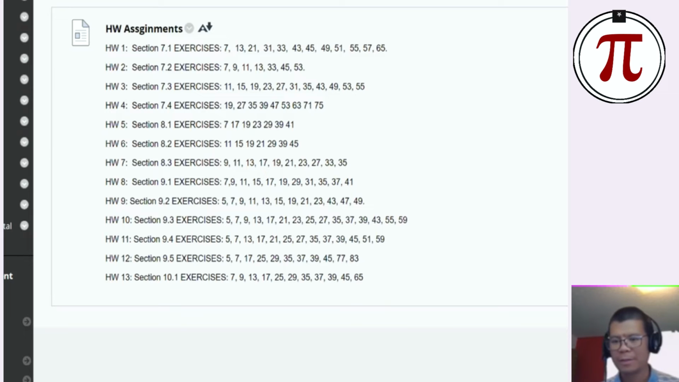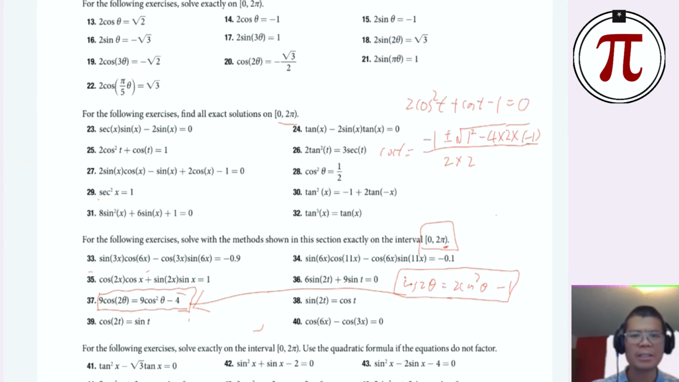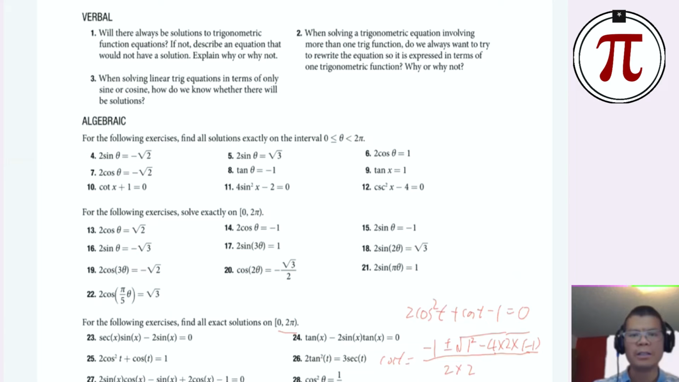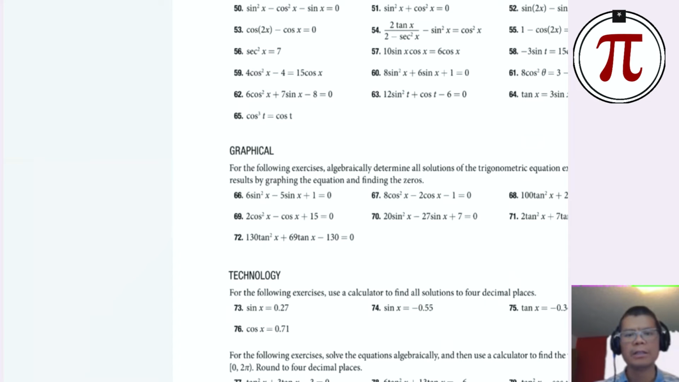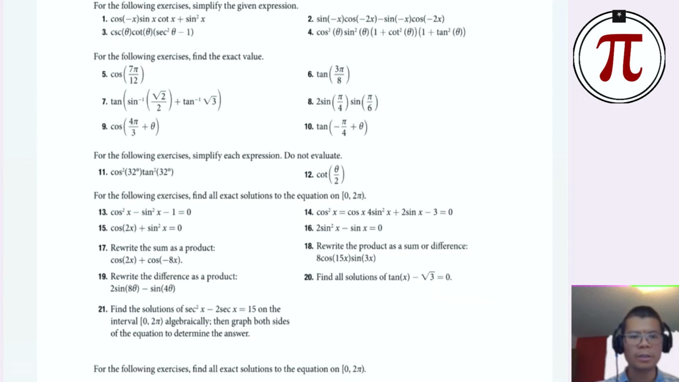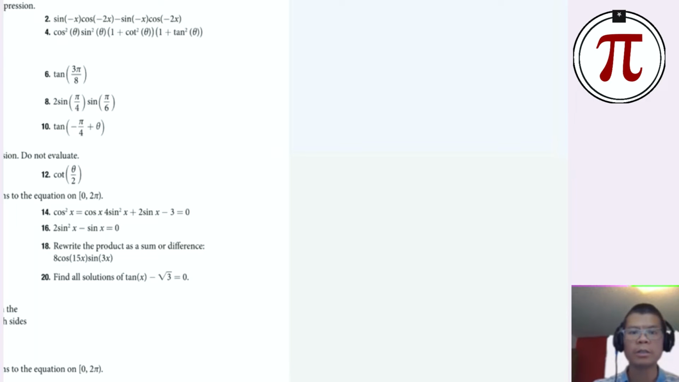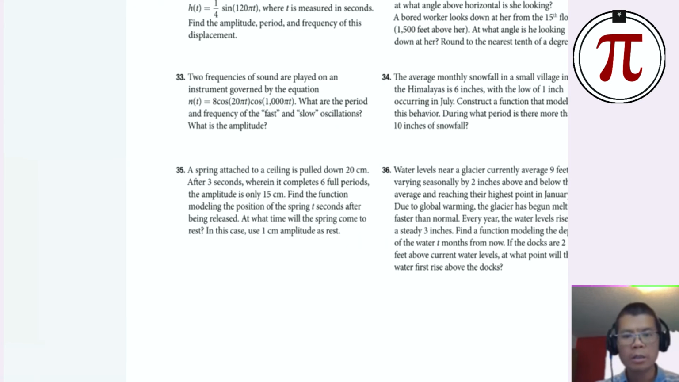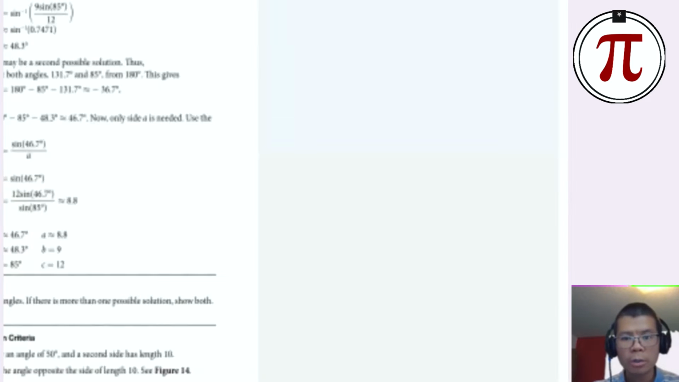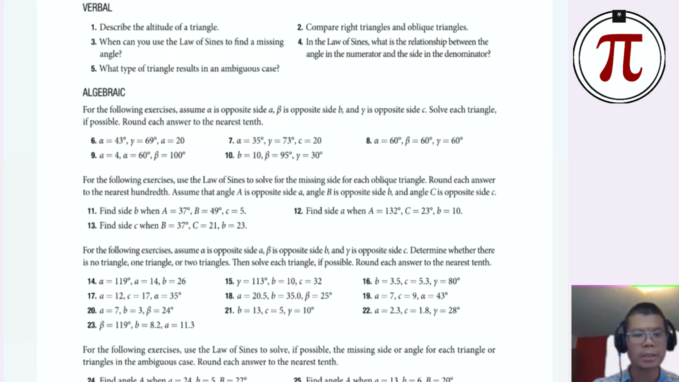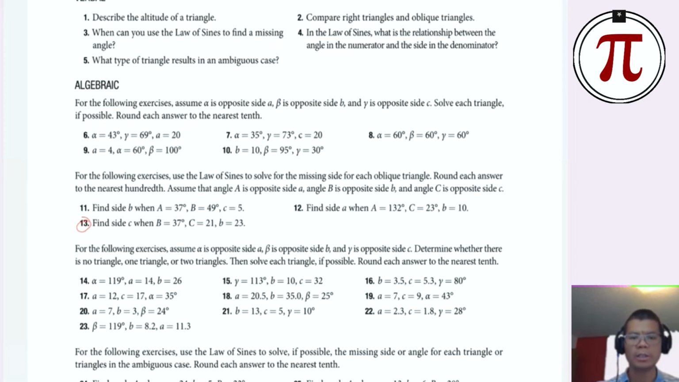10.1. I have a question about number 13. Number 13. Okay, very good. Let's do number 13. Where is it? Oh, is it this one? Oh yeah, it is here, right? Okay, very good. All right, number 13. Let's do this one.